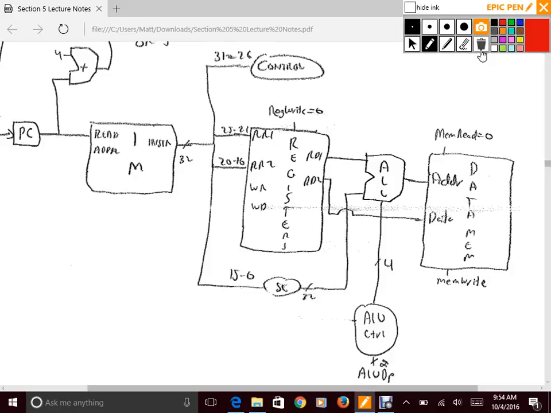Where's read register 2 coming from? RD2. And where's this value going to? To the data. So what am I actually doing with it? What is the store word instruction? Boom, there it is. Yeah, there you go.